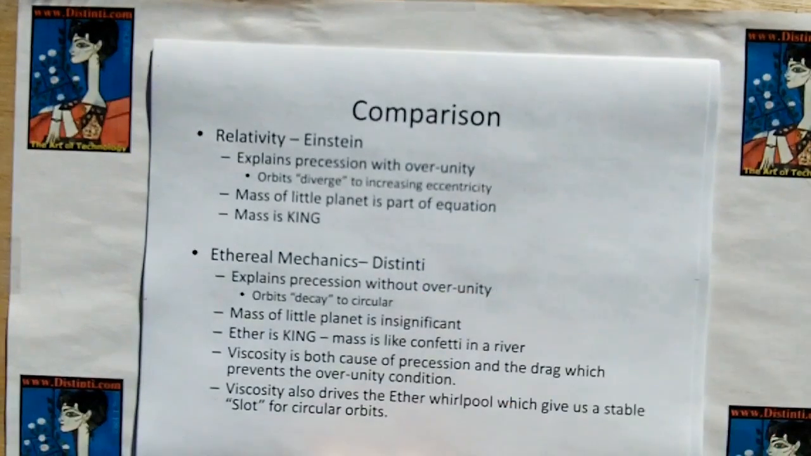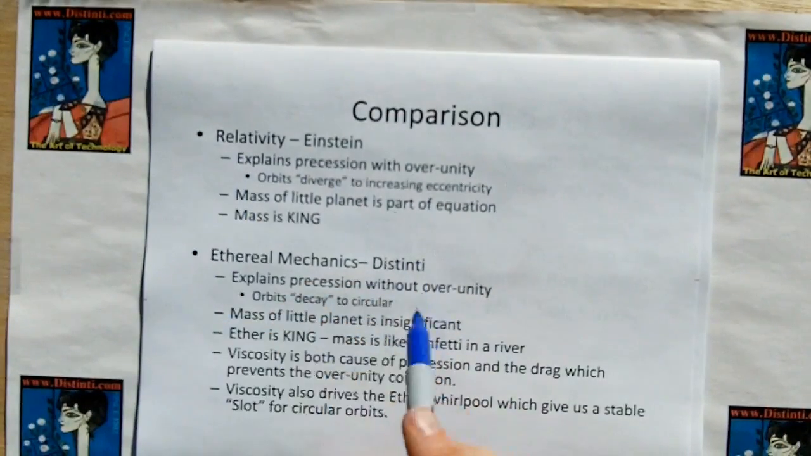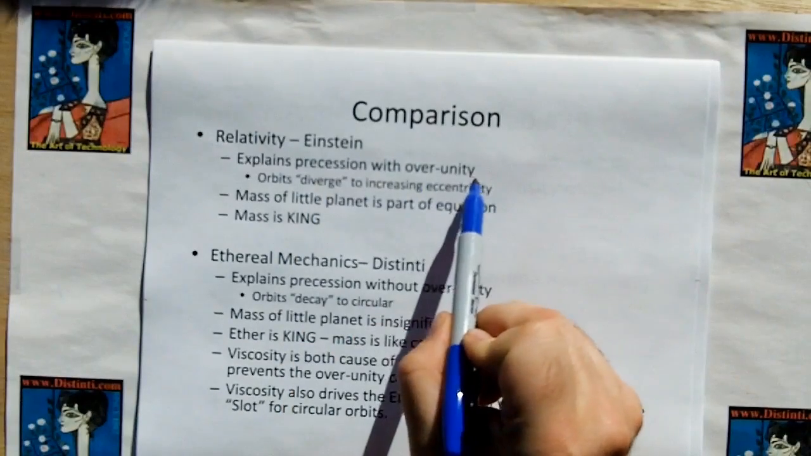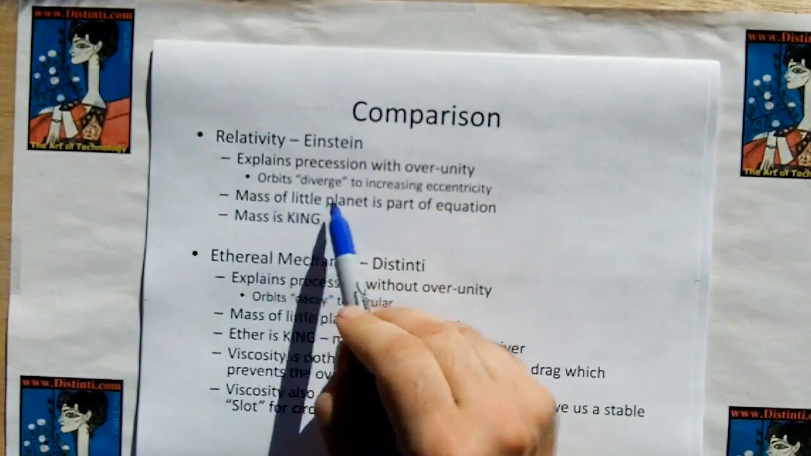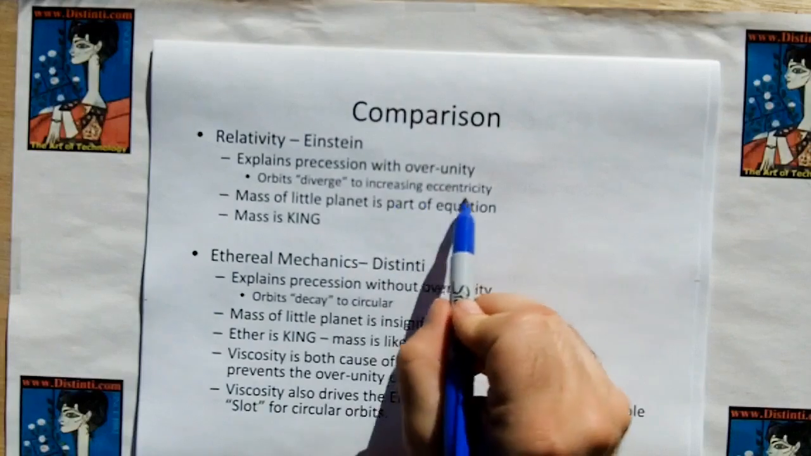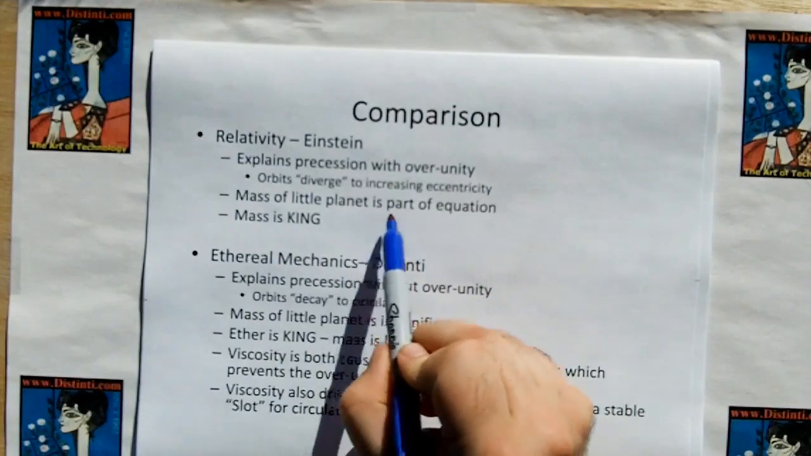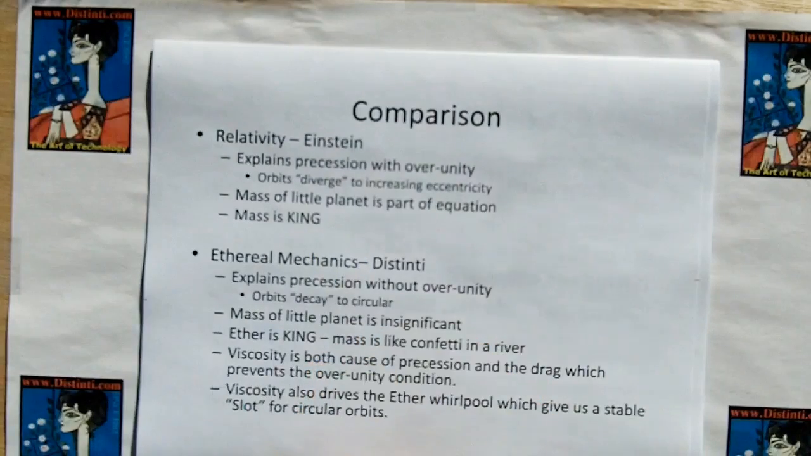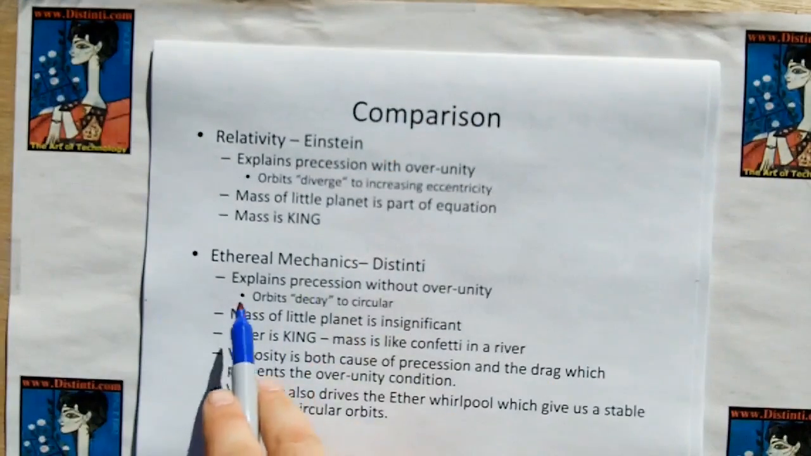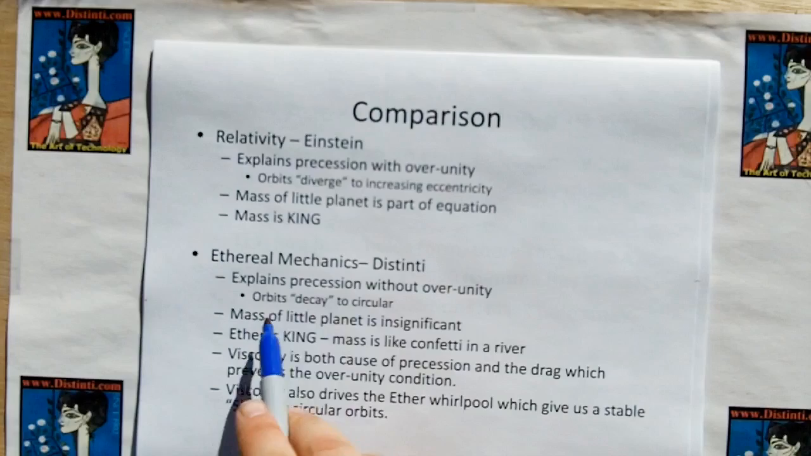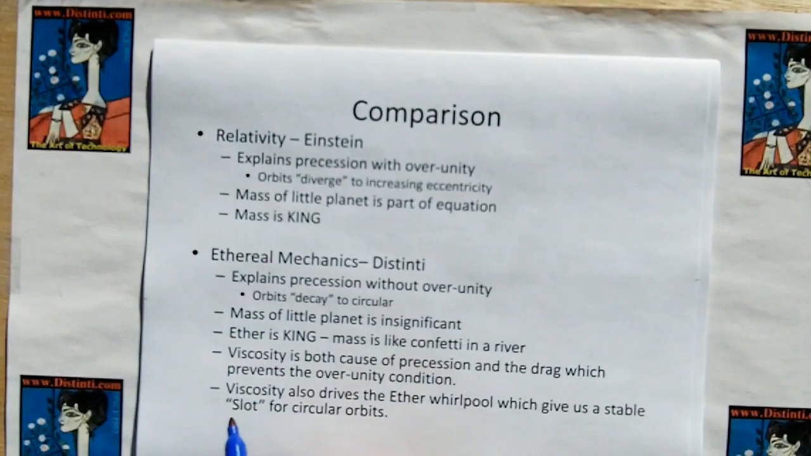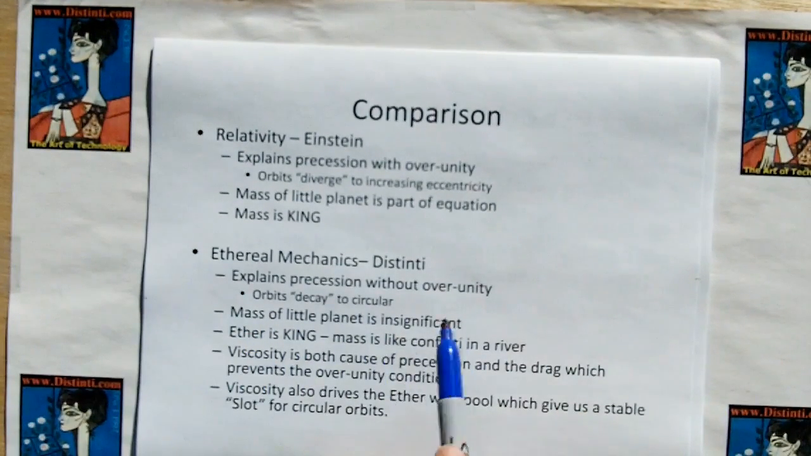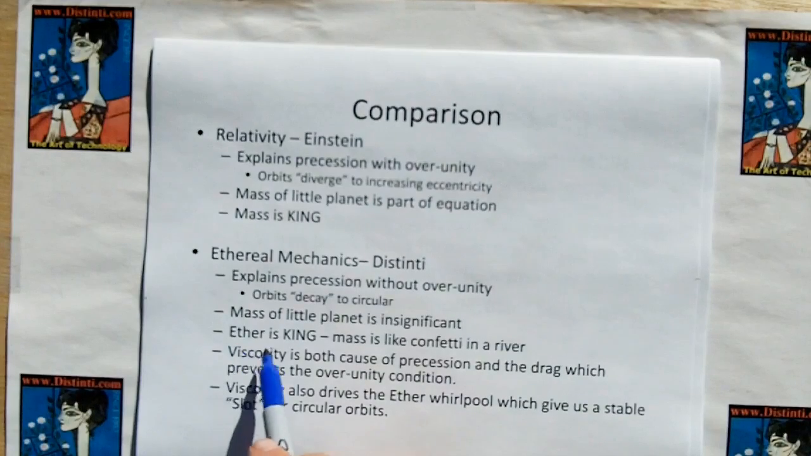And here's another comparison. Relativity explains precession, but it gives you overunity, and orbits diverge because they're increasing eccentricity. The mass of the little planet is part of the equation, and in relativity, mass is king. Ethereal mechanics explains the precession without overunity because orbits decay because of the drag. And the mass of the little planet is insignificant. Ether is king. Mass is like confetti in a river.